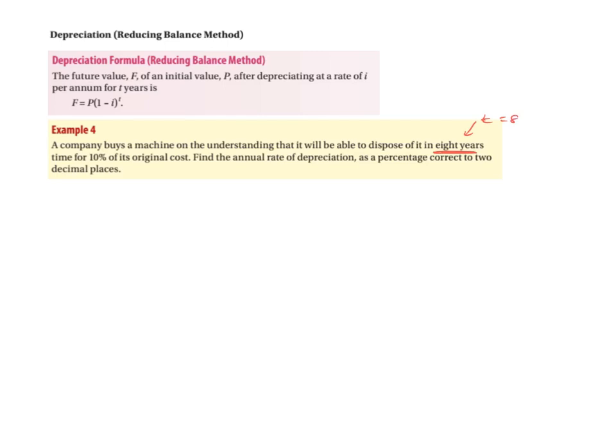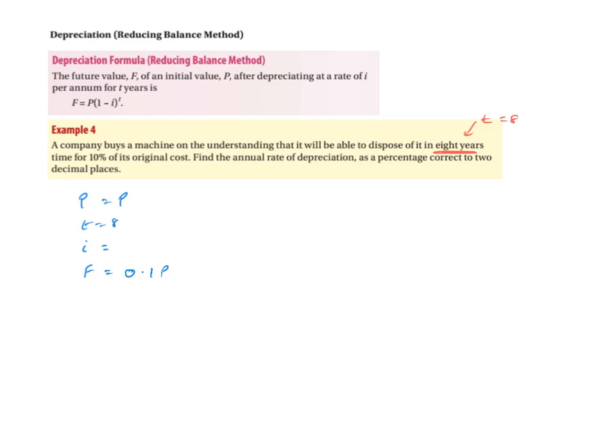We don't know what the initial price or the initial cost of the machine was, so we'll just call that P. So P is equal to P here. We know that T is equal to 8. We don't know what I is at the moment, and we are looking for our future value. But you can see here it says the future value will be sold or disposed for 10% of its original cost. And the original cost is P here. So 10% of P we can rewrite as 0.1P or P over 10.